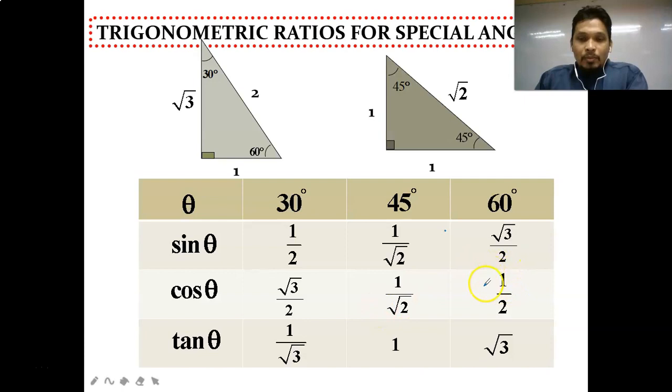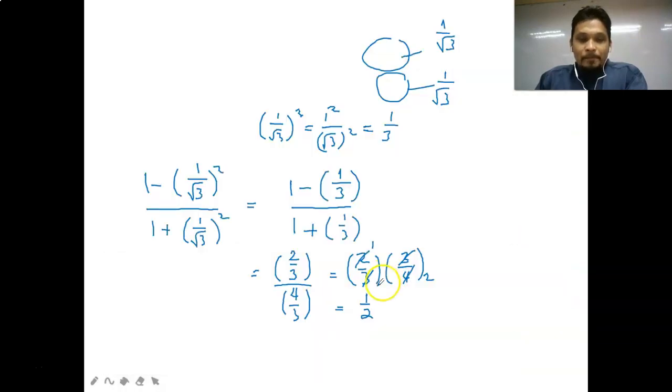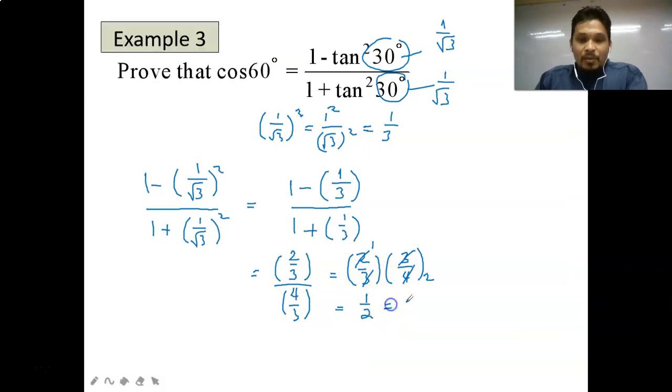1 over 2, which is cos 60 degree. Cos of 60 degree equal to cos 60 degree. This one here. Okay, we begin the process from the right side here, and we end up with 1 over 2 equal to cos 60 degree equal to 1 on the left side.